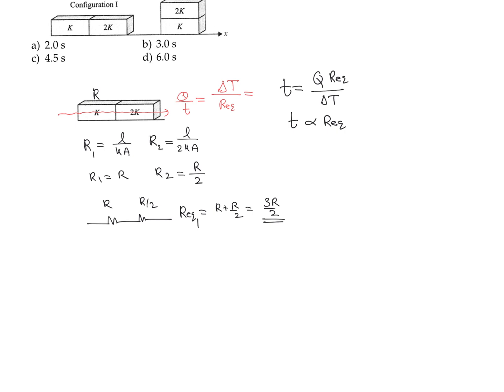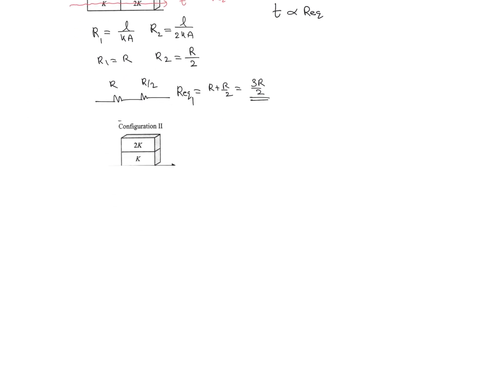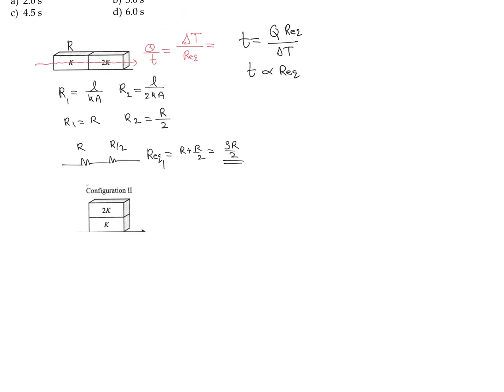In the second situation, configuration 2, you can observe that these two blocks are connected in parallel. In a parallel combination, we know how to find the equivalent resistance. We can write 1 divided by R equivalent in the second case is equal to 1 divided by R plus 1 divided by R by 2, since its resistance is R by 2. So this will be equal to 3 divided by R, or the value of R equivalent in the second situation is R divided by 3.